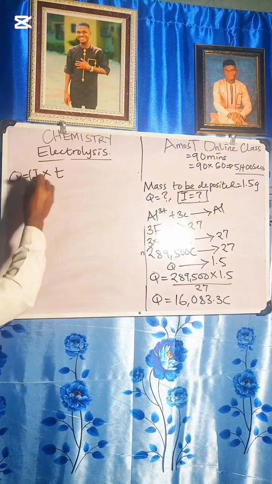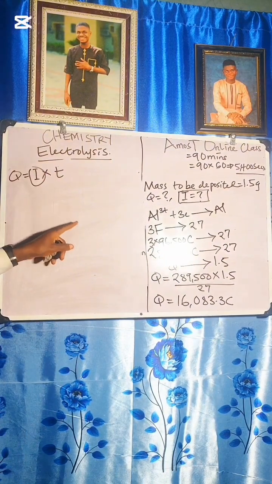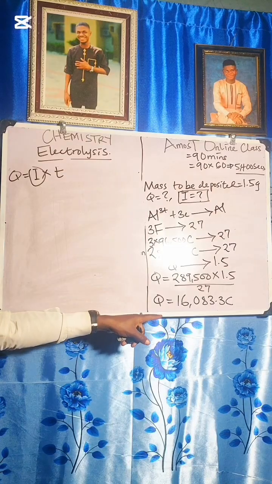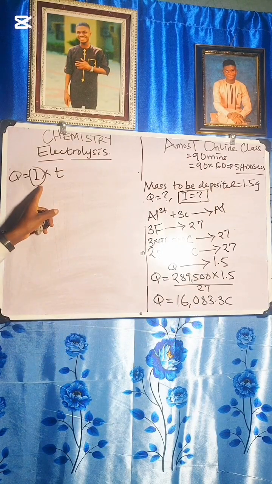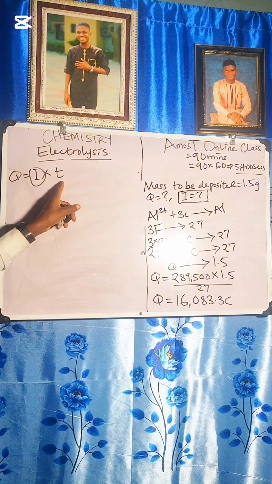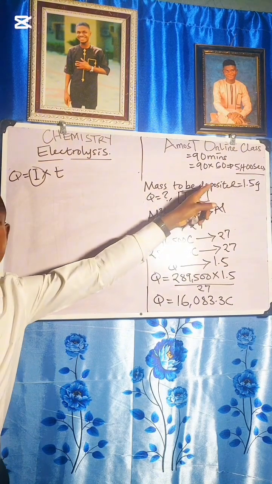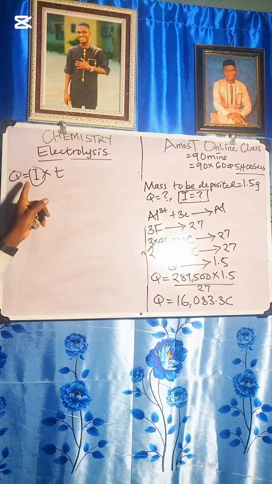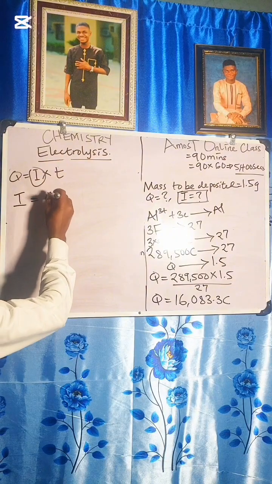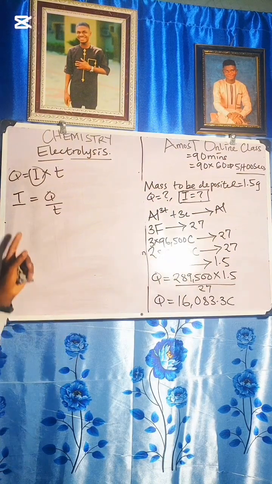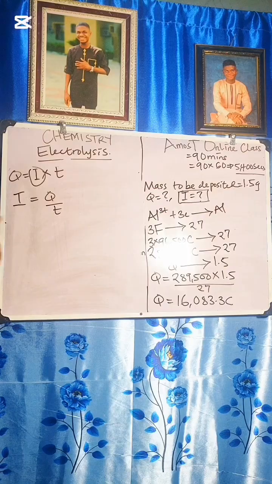So this is what we're looking for. We already have our value from the calculation. We have the value for Q to be 16,083.3 coulombs. We're finding I, which is the current. We have the value for time, which is 5,400 seconds. So we want to make I the subject of the formula. And how do we do that? Our I, that is current, will be equal to quantity of electricity divided by the time, that is I is equal to Q over T.